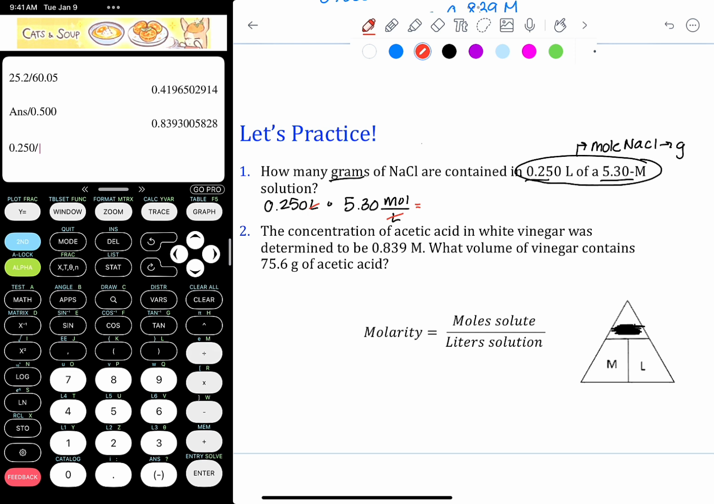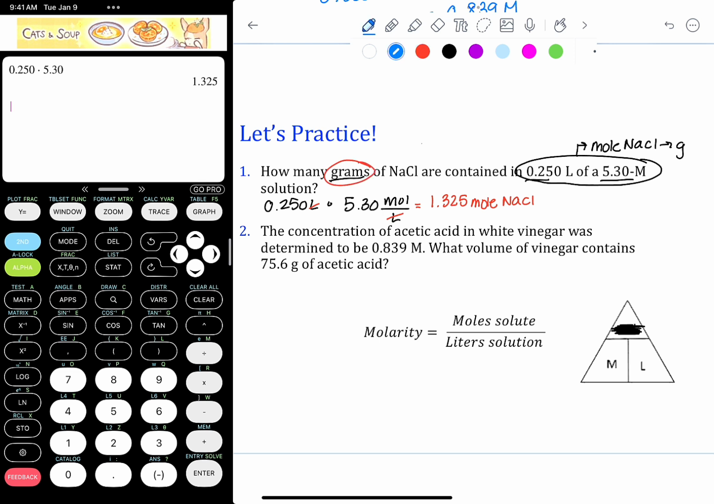0.250 times 5.30. And that will be a mole value of 1.325 moles. That's moles of NaCl, but I want to find grams.